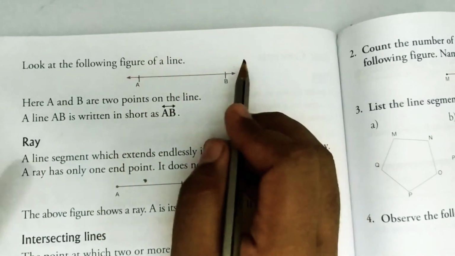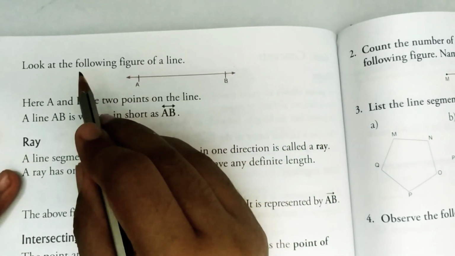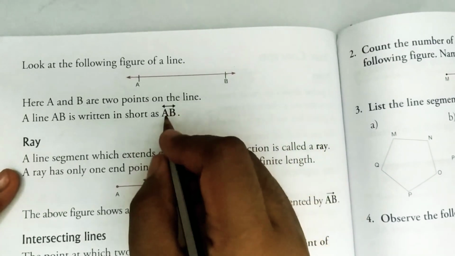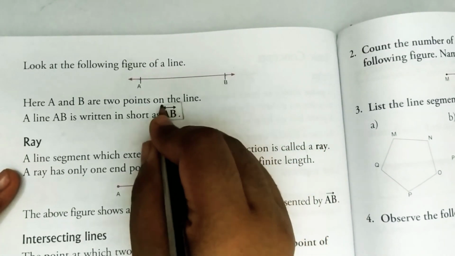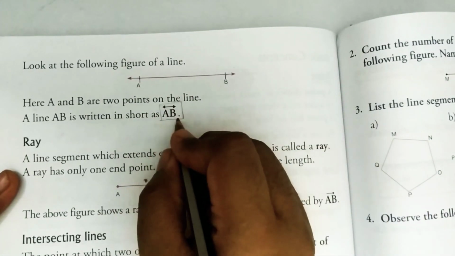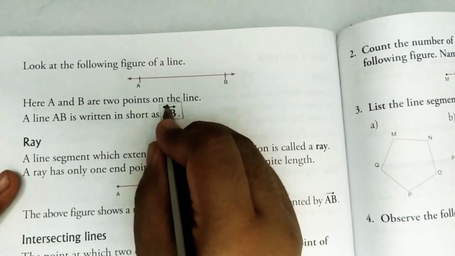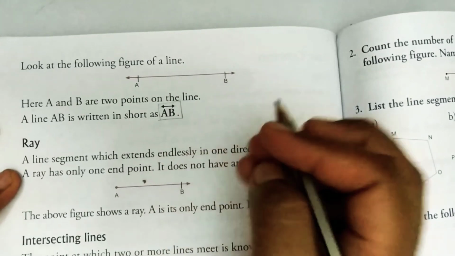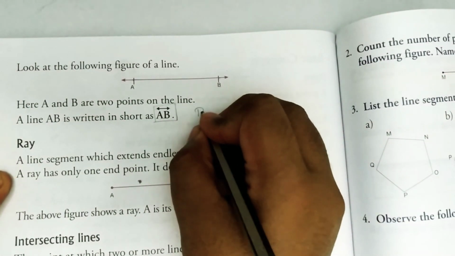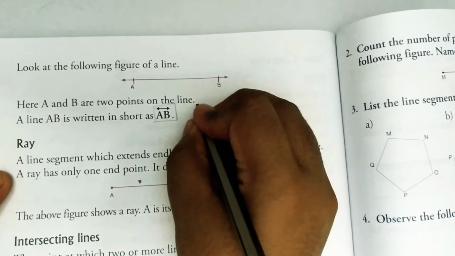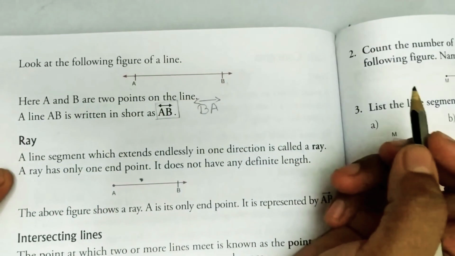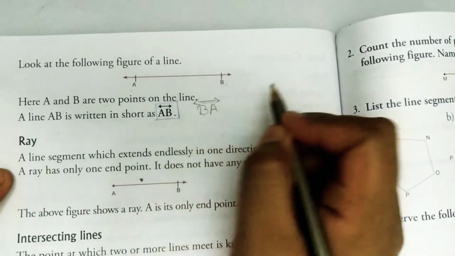There is no end to it. It extends from this side and it goes on from this side also. So it is always represented in this form, AB and an arrow on both the sides. Okay, it can also be written as BA like this, AB or BA with an arrow on both the sides.